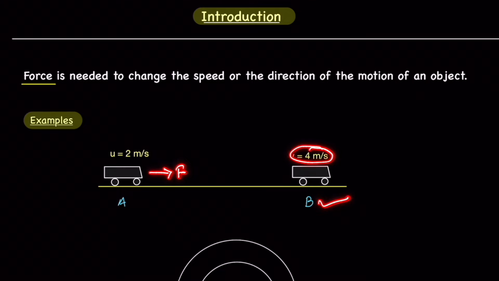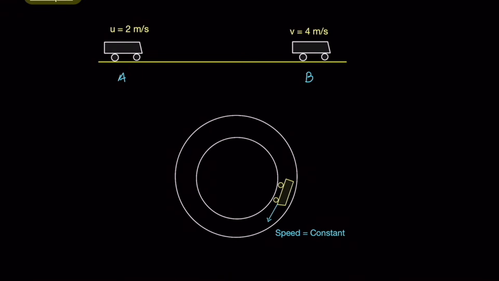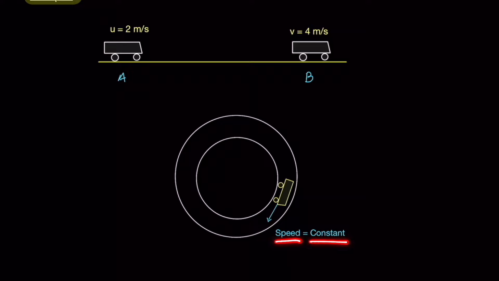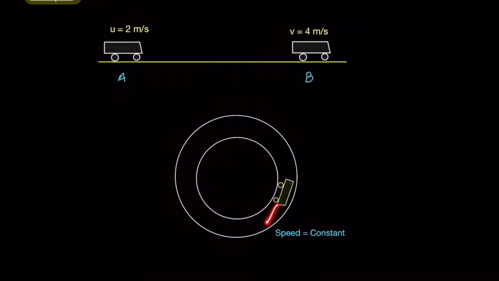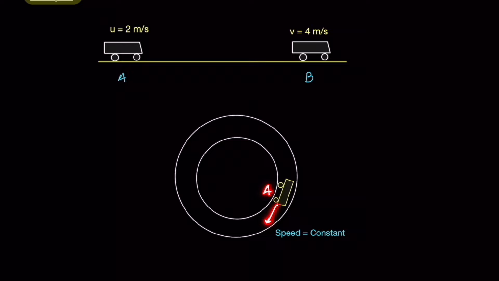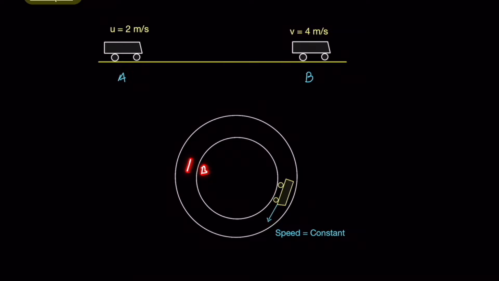Similarly, in another example, this is a circular road and here is a car moving on this circular path. We assume the speed of the car is constant, but at each and every point its direction is changing. At point A, at point B, at point C, the direction is different, but its speed is constant. This type of motion is called uniform circular motion.